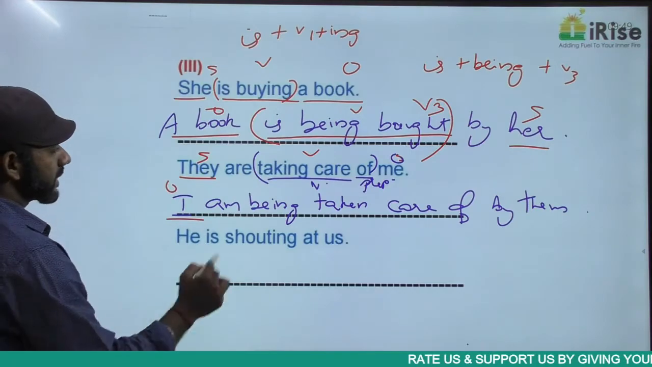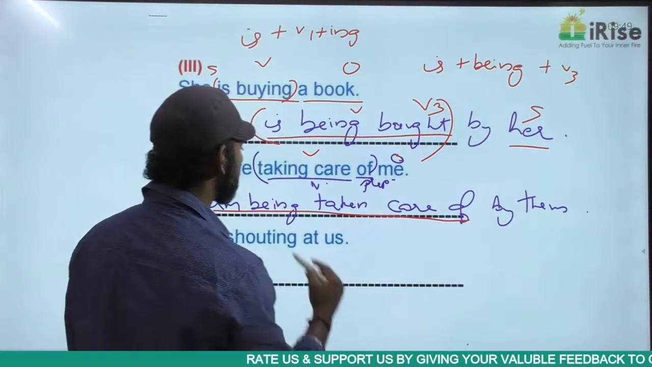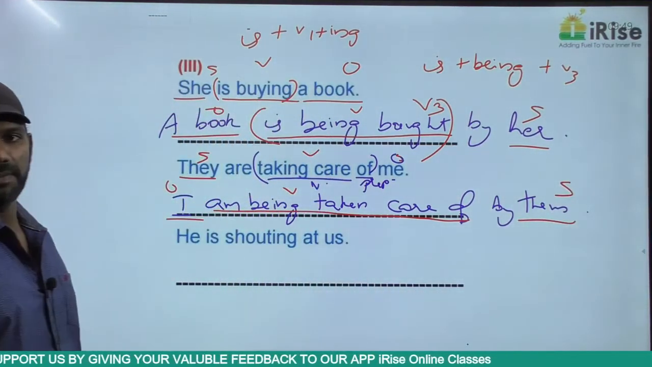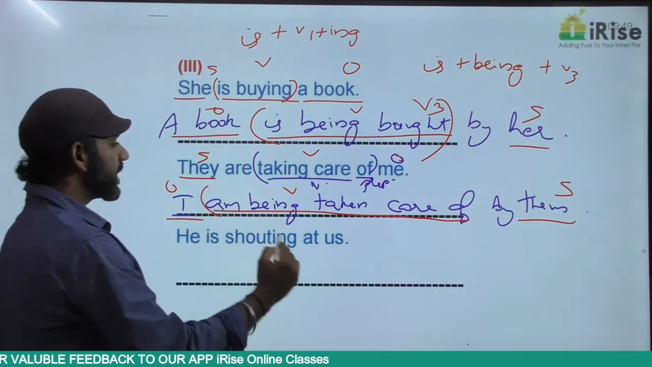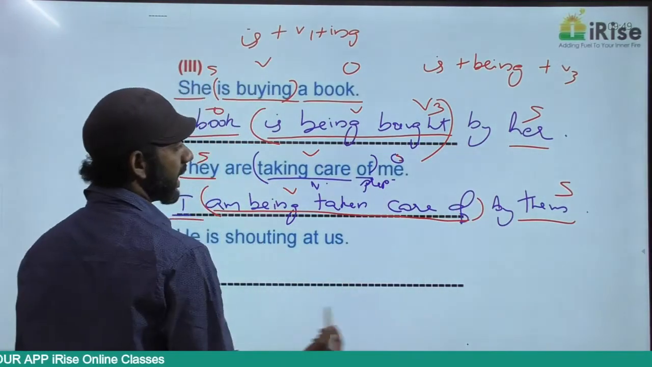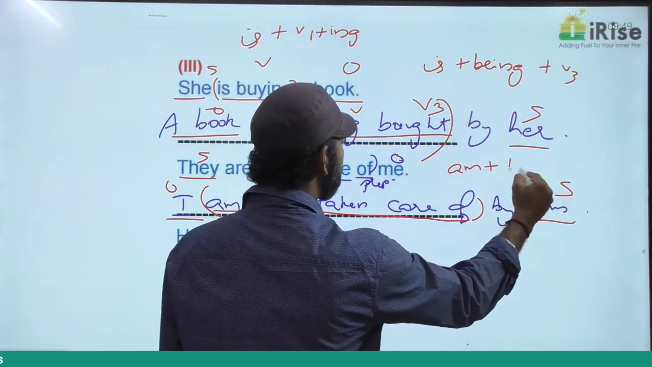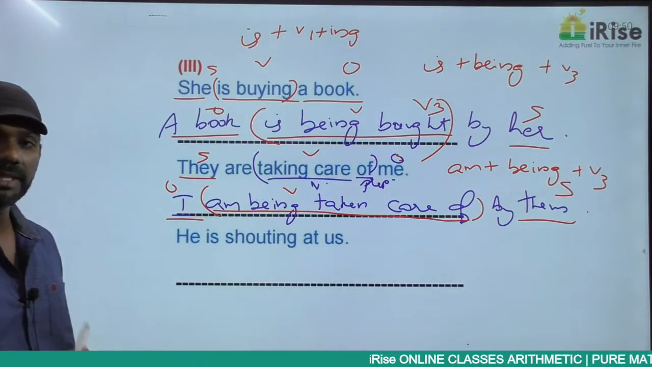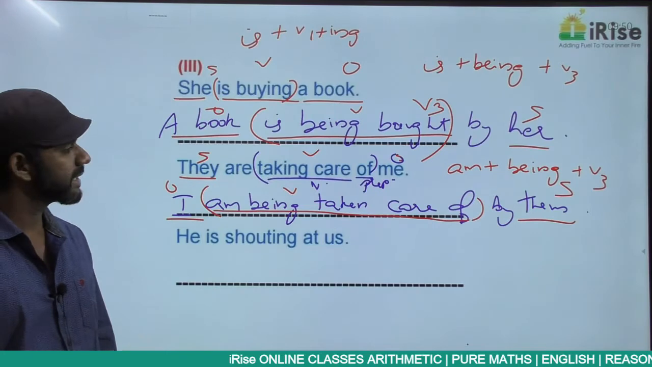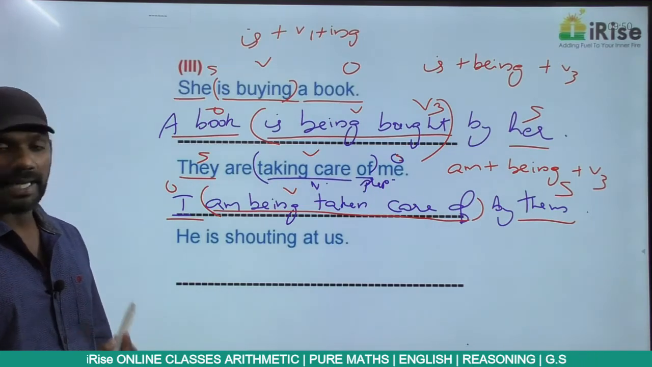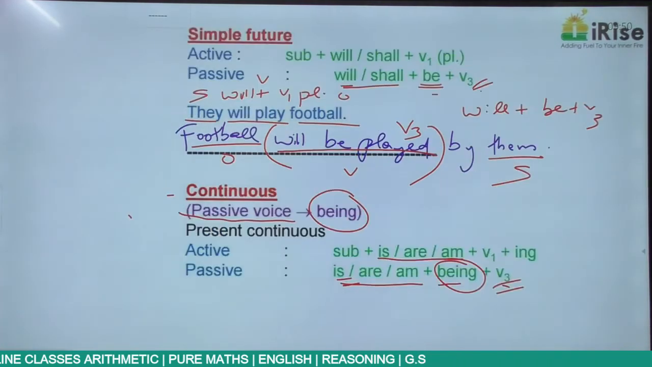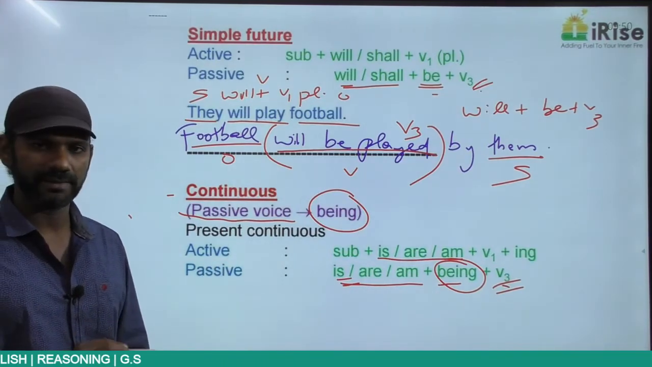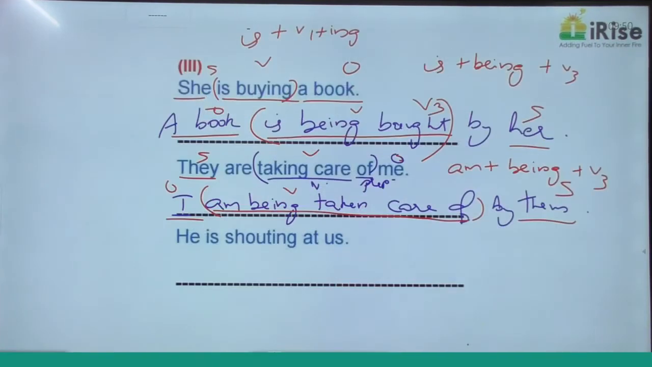I am being taken care of by them. I is the object here. Am being taken care of is a verb here. Them is a subject here. Object, verb, subject: passive voice. Am being taken care of is am plus being plus V3. I am being taken care by them is wrong. I am being taken care of by them, phrase. Am plus being plus V3 is present continuous in the passive voice. Getting it? Come to the next one.